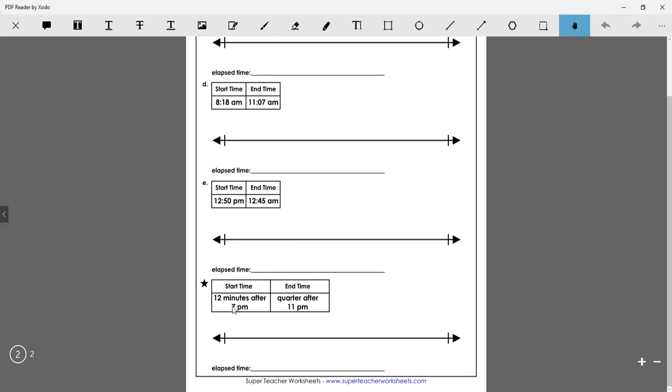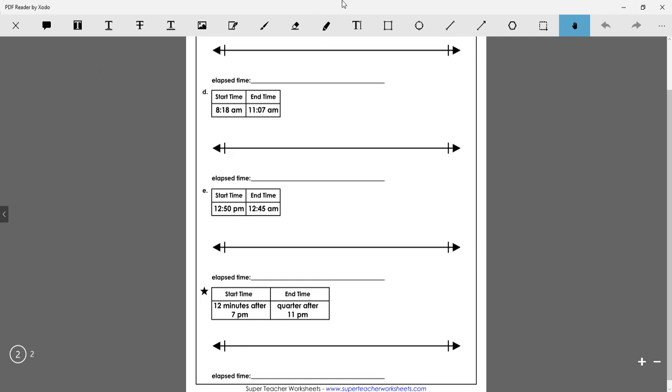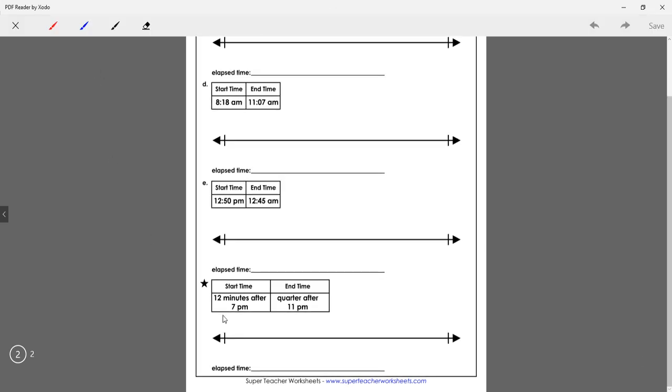So let's just go down to this one quickly, and we're at 12 minutes after 7, so that is 7:12, right? 12 minutes after 7, and then quarter after 11. So a quarter, 1/4 of an hour, is 15 minutes. So quarter after is 11:15. Now if it said quarter till 11, that would be 10:45, right? So it's 15 minutes before.